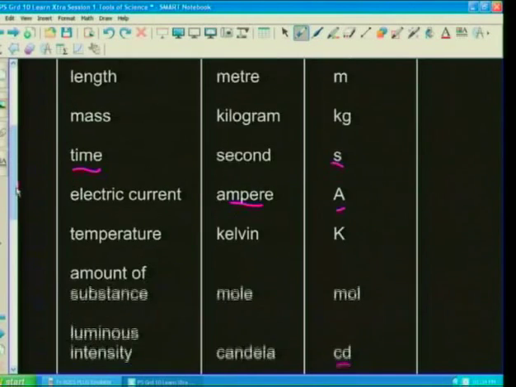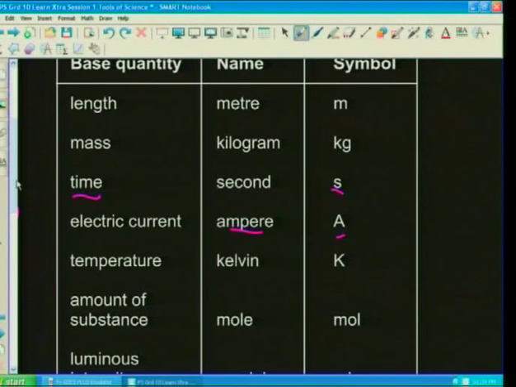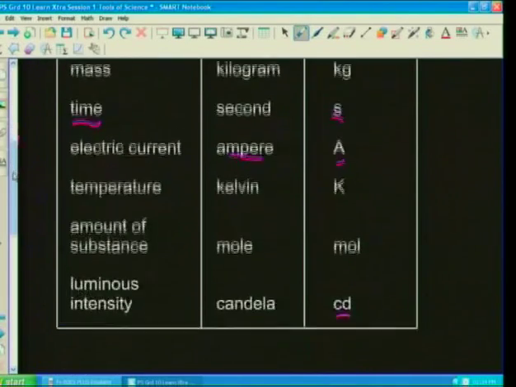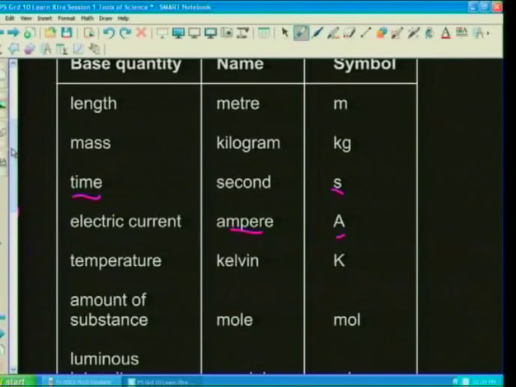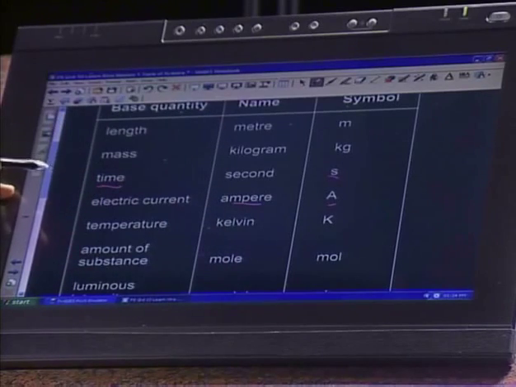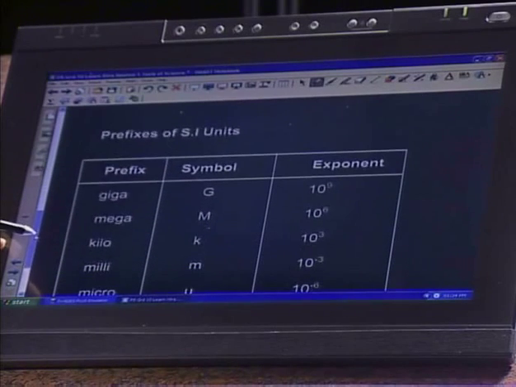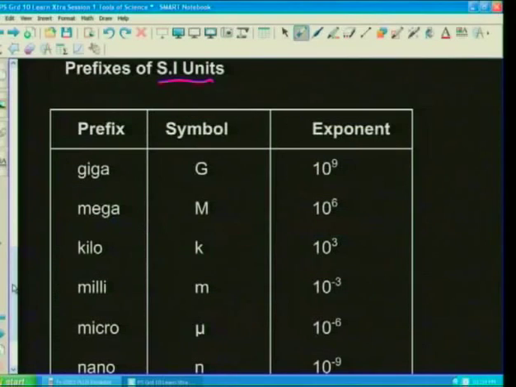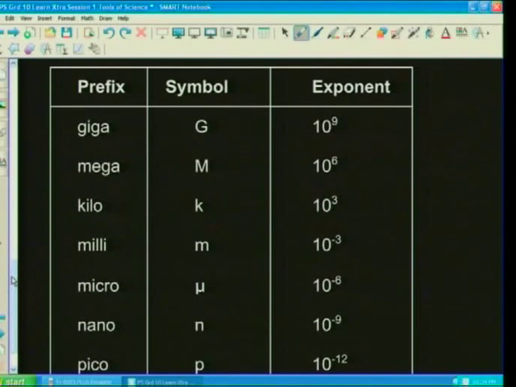Now, we will be dealing with the 6 of those over the course of your 3 years of doing physical science, but some of these units are either too big or too small. So we're going to have to change them. And so that's why in the SI units we have prefixes that tell us that they're either much bigger than the standard or smaller than the standard. And here are the ones that you'll need to know.